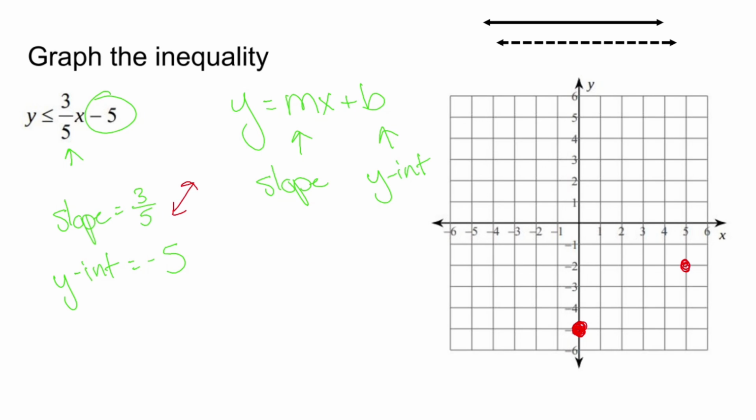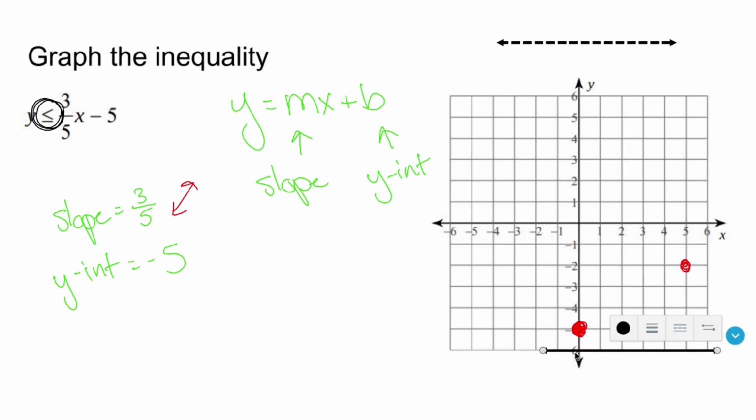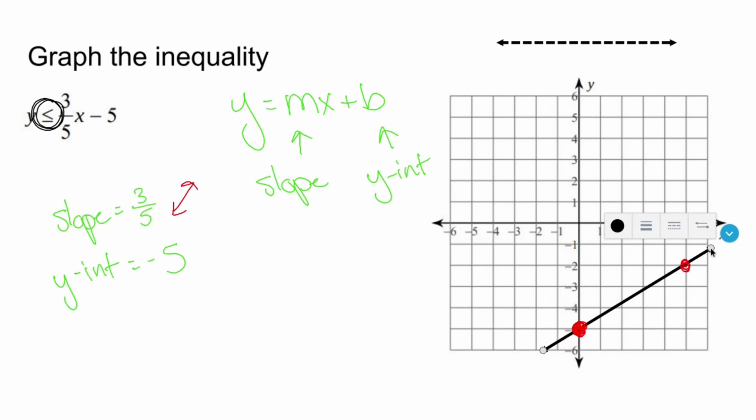Now this is where things get different. With an inequality, there's two differences. Difference number one is in both cases, you look at the symbol that you have. If it's or equal to, like this is, you are going to use a solid line because you include the line as part of your answer. The dashed line means you don't include it. The solid line means that you do. So I'm using the solid line because it's or equal to.